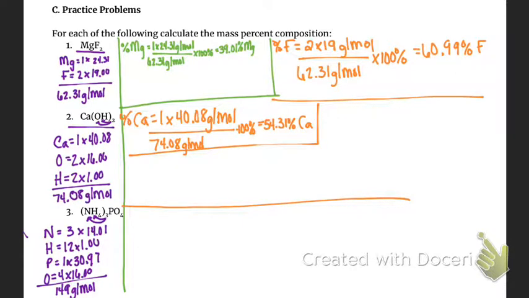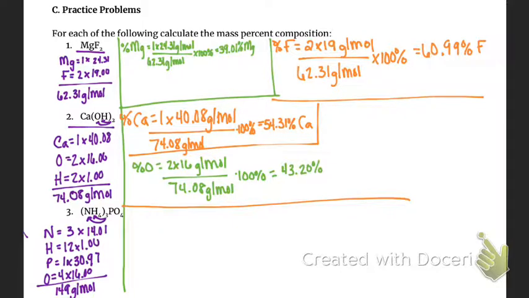The next part of the compound you could solve for is the oxygen. So we have 2 of them times the 16, all over the molar mass of 74.08 times 100%. You can multiply, divide it out, and for the oxygen, I got a percentage of 43.20 with rounding, and that's percent oxygen.